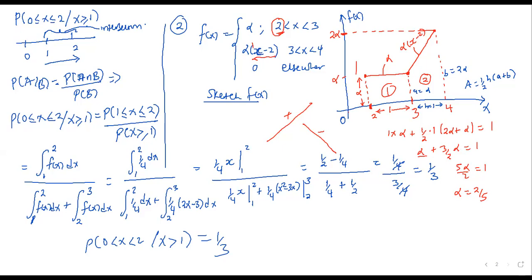How did you get to alpha? How did I get to alpha? I substituted x is 4. Where? Here. You would get alpha into x, which is 4 minus 2, giving you 2 alpha. Okay. Okay, thank you.